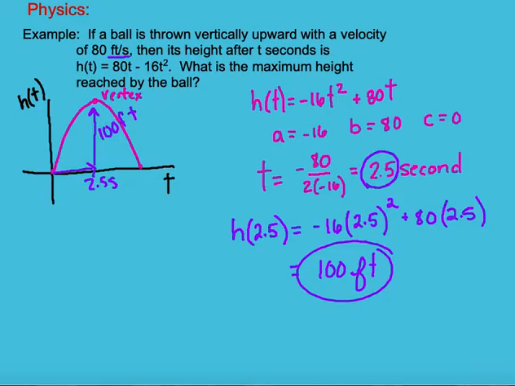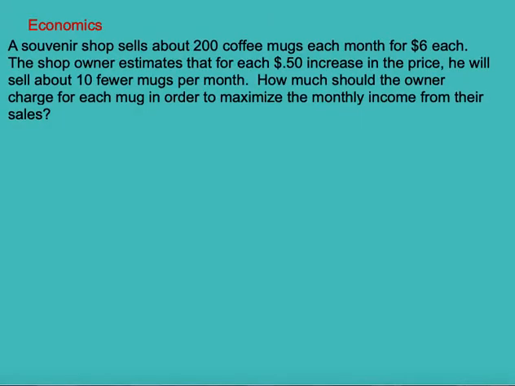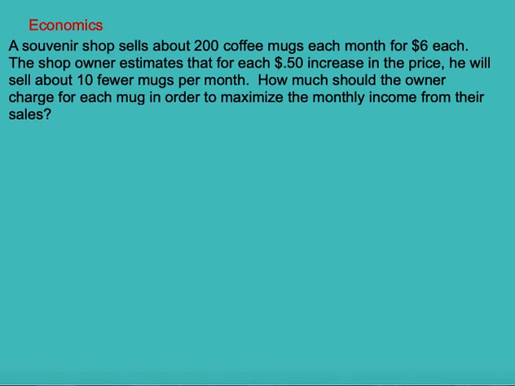All right, let's look at our second example. So our second example comes from economics or business. It says a souvenir shop sells about 200 coffee mugs each month for $6 each. The shop owner estimates that for each 50-cent increase in the price, he will sell about 10 fewer mugs. How much should the shop owner charge for each mug in order to maximize the monthly income from their sales?